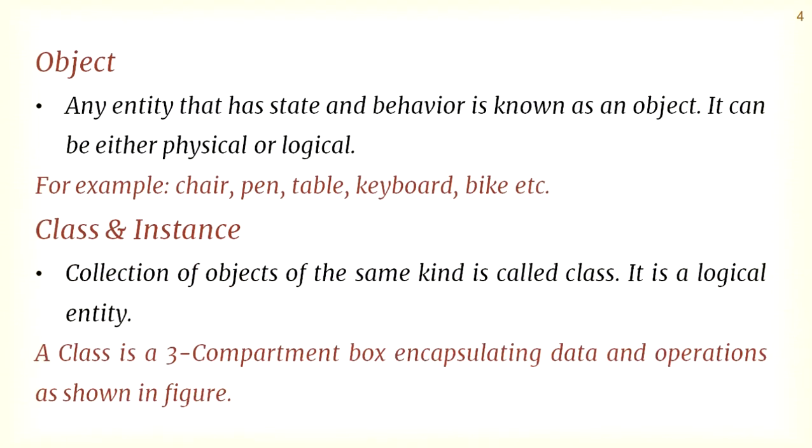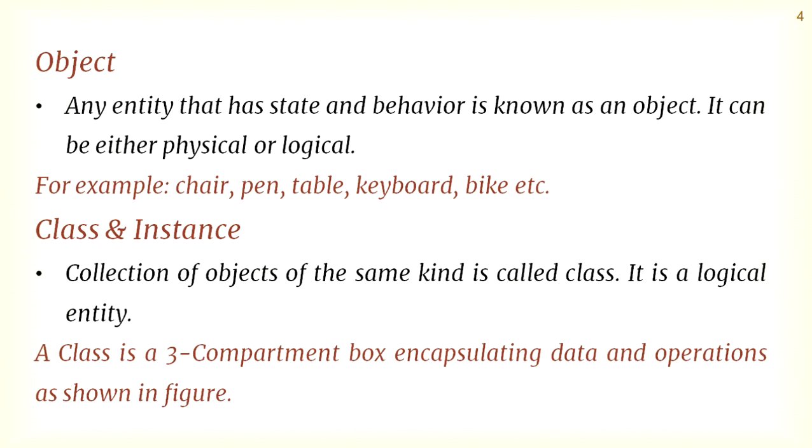Object. Any entity that has state and behavior is known as an object. It can be either physical or logical. For example, chair, pen, table, keyboard, bike, whatever it is.